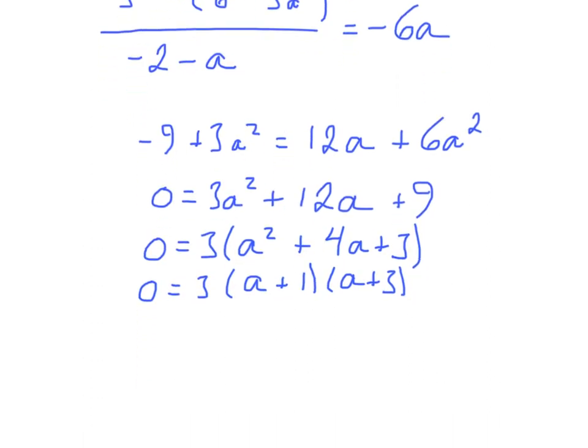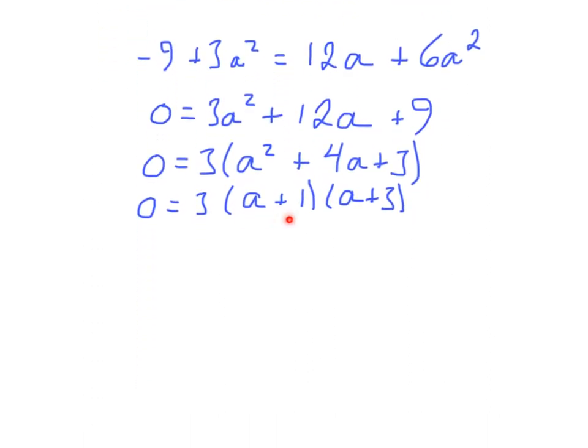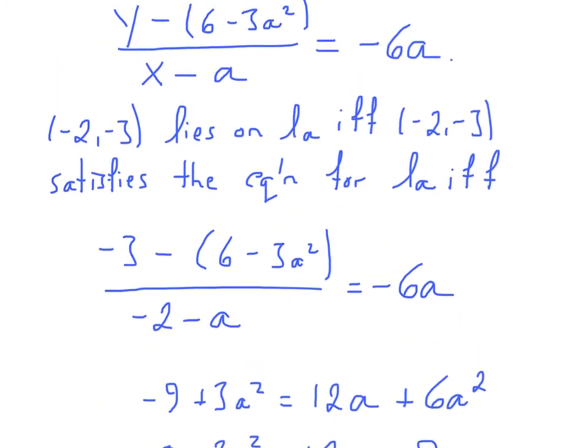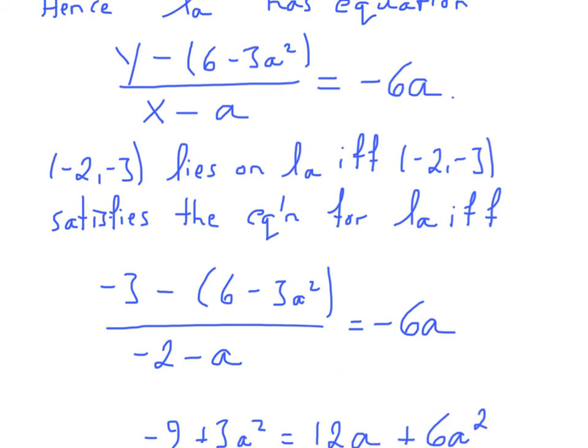It's going to be true exactly when one of these two factors is 0, which is to say when a is -1 or a is -3. So this is going to be true when a is equal to -1 or when a is equal to -3. Okay, so when a is -1 or a is -3, then we know that (-2, -3) is going to lie on L sub a.